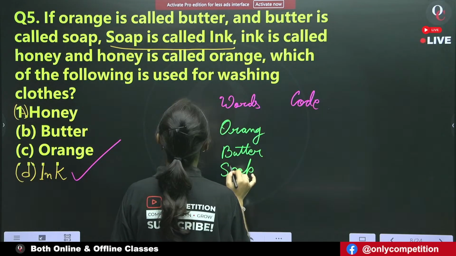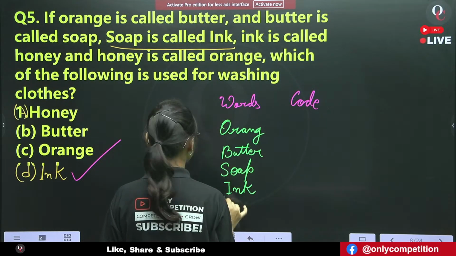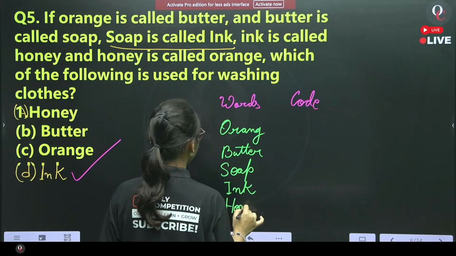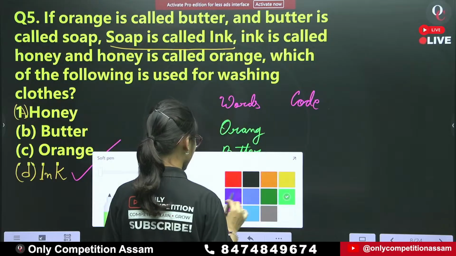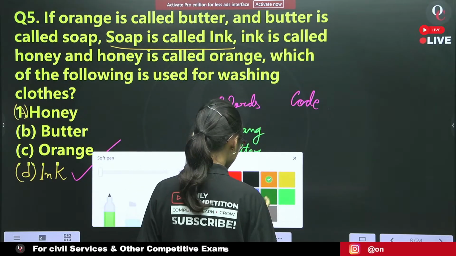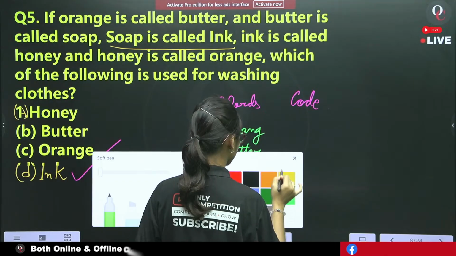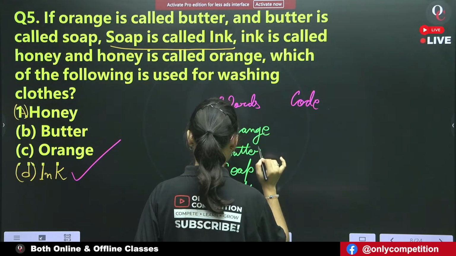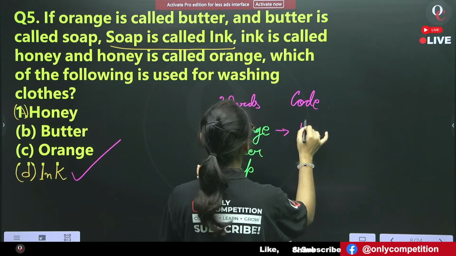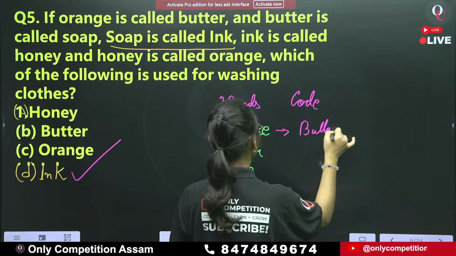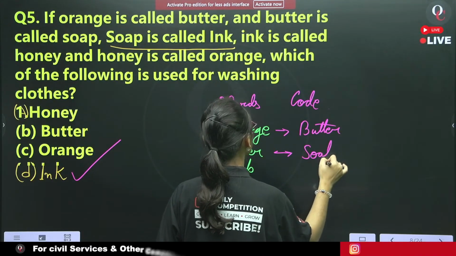Soap is coded as ink. Ink is coded as honey. And honey is coded as orange. Now wait, I need to show you something. Orange is coded as what? Butter. Okay. Butter is coded as soap.